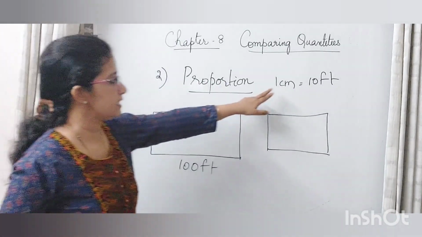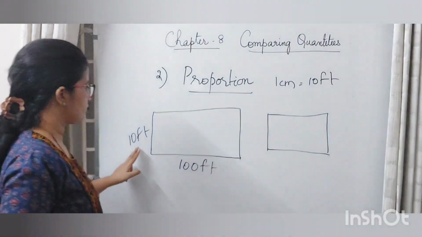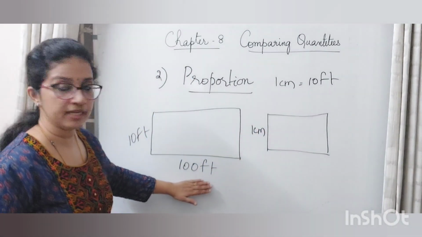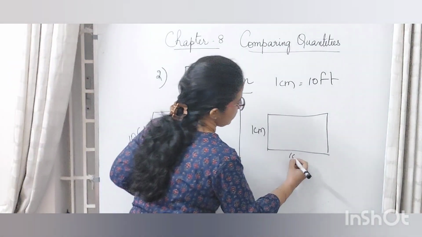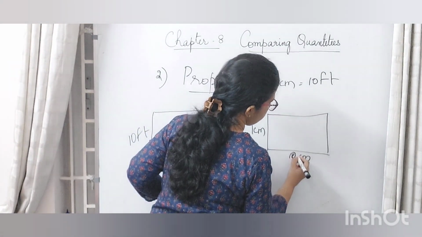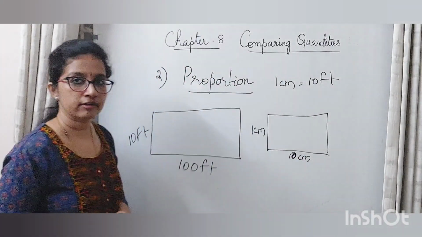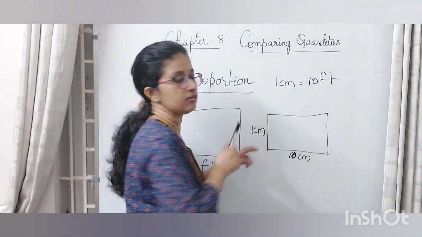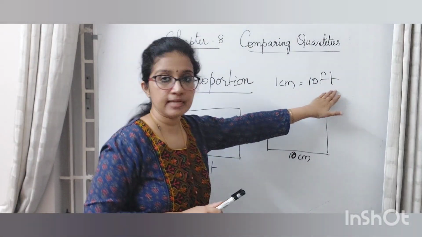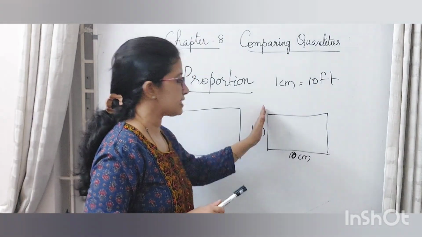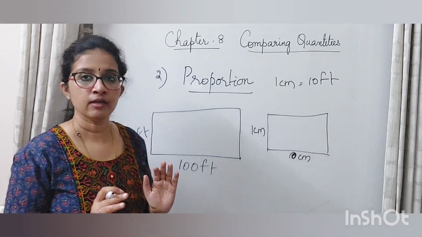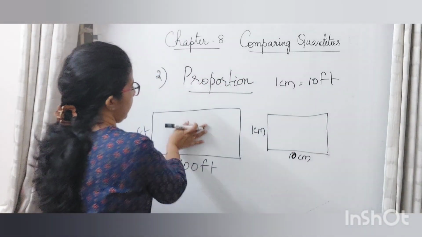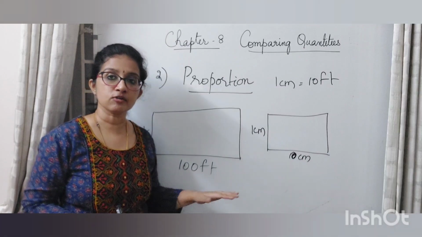100 feet. See, 1 centimeter corresponds to 10 feet. So this is 10 feet. So this should be 1 centimeter. This is 100 feet. So this should be 10 centimeter. So they will draw accordingly. So if somebody sees 1 centimeter in the paper, they will just check for the key. So 1 centimeter represents 10 feet. That means that this side is actually 10 feet. Okay. So this is called proportion. This figure is proportionate to the actual thing. This is called proportion.